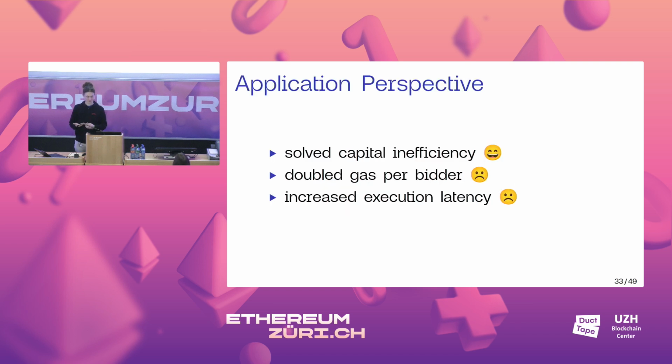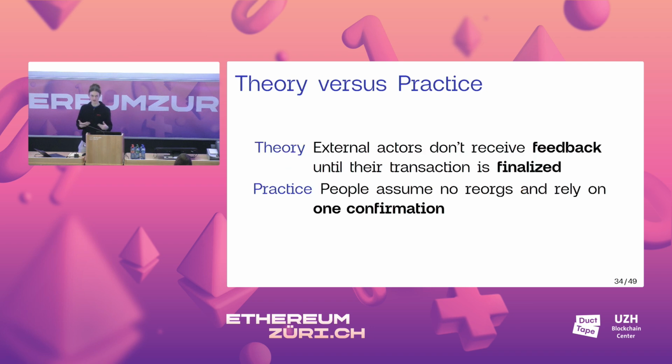Now, from the application's perspective, what's better, what's worse? Well, we've removed the capital inefficiency that we had in the ANS auction, but we currently consume twice the amount of gas compared to the commit and reveal auction, and we've increased the execution latency because of the delay. That's kind of an interesting point, because if you look at this from a theoretical perspective, normally only transactions that are ordered by the consensus group should matter, and applications outside of the blockchain should not make decisions based on something that is not final.